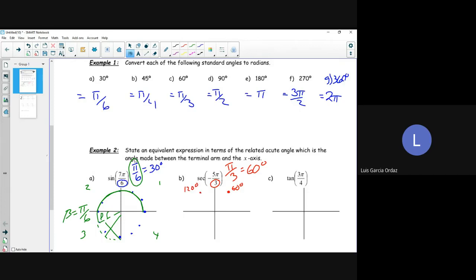Go for it. Our next one is going to be at 180. Our next one's going to be at 240. Then 300. And then at 360.